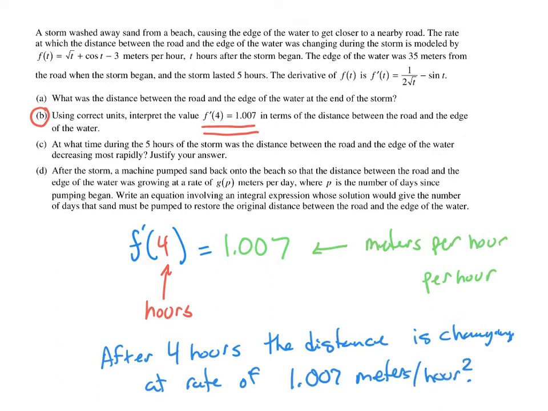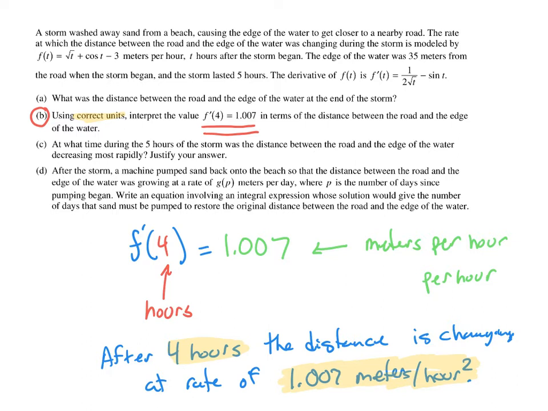Okay, so that sentence essentially just says what I already wrote above in more concise terms, that we covered 4 hours, and at the time, right at 4 hours, our thing is changing, accelerating, if you will, at 1.007 meters per hour squared. And I think we've covered everything they asked us to cover. They wanted us to use correct units. We've done that, and we interpret it in terms of the distance. We did that. So I think that'll suffice for that problem. We're basically taking this expression f prime of 4 equals 1.07, and we're explaining what it means.